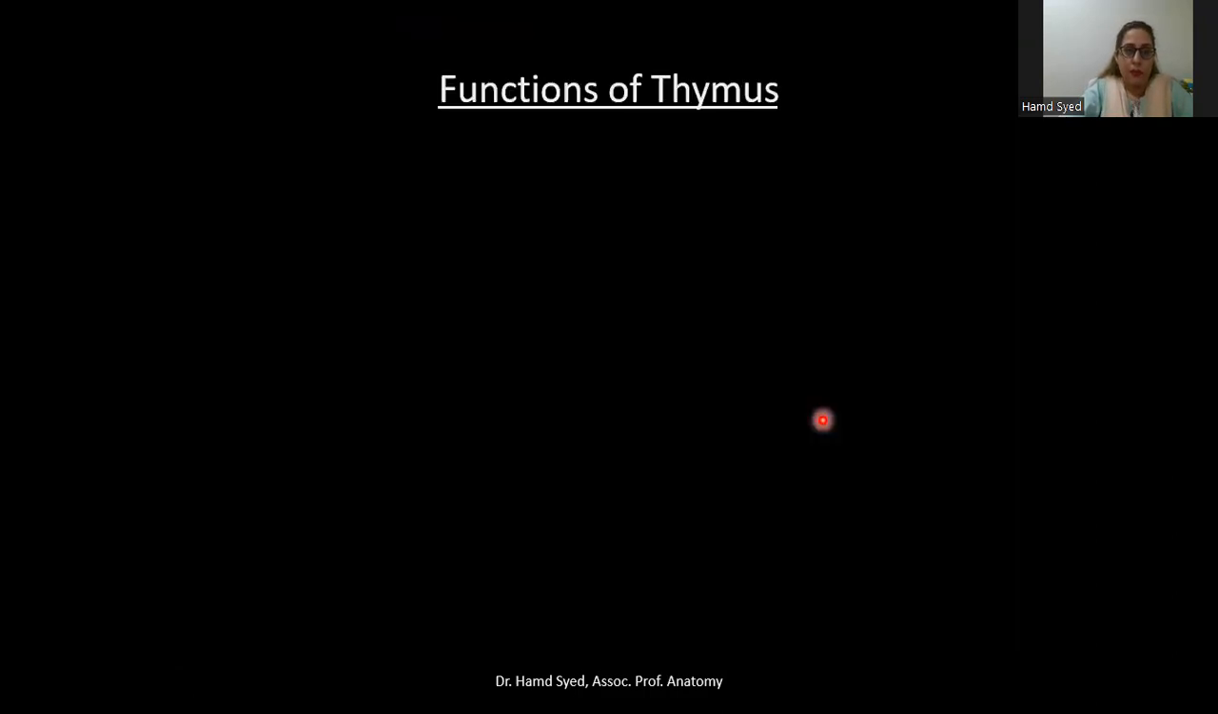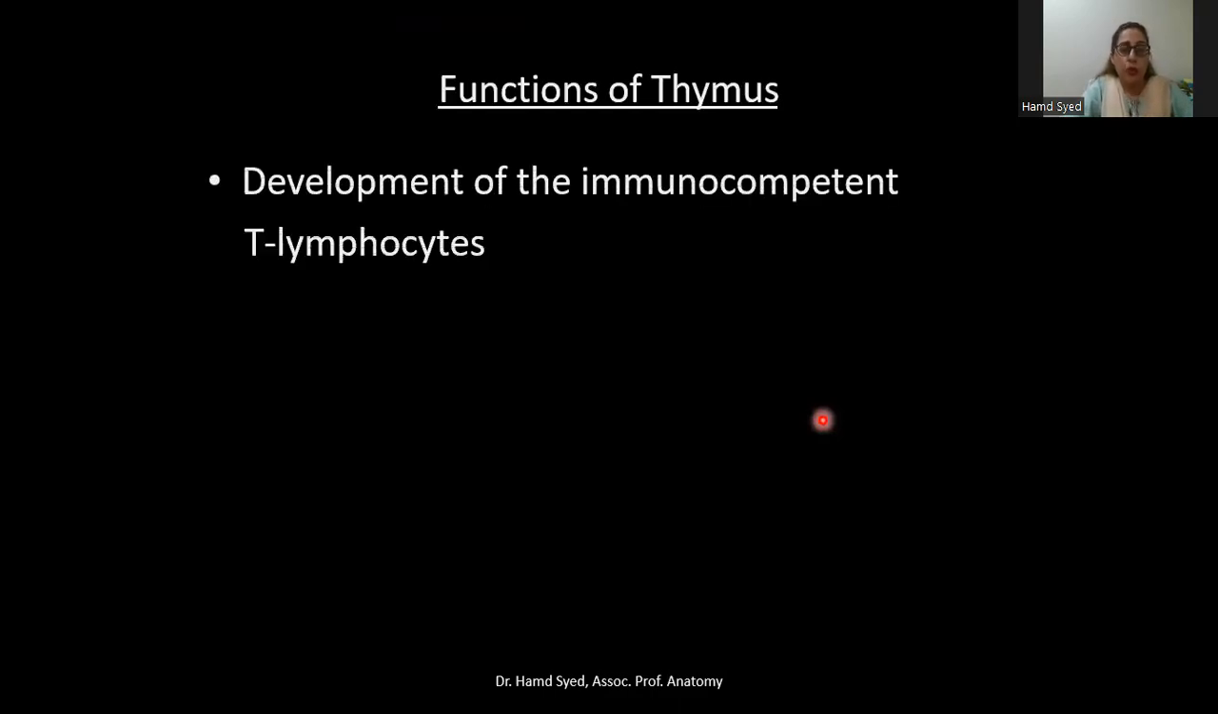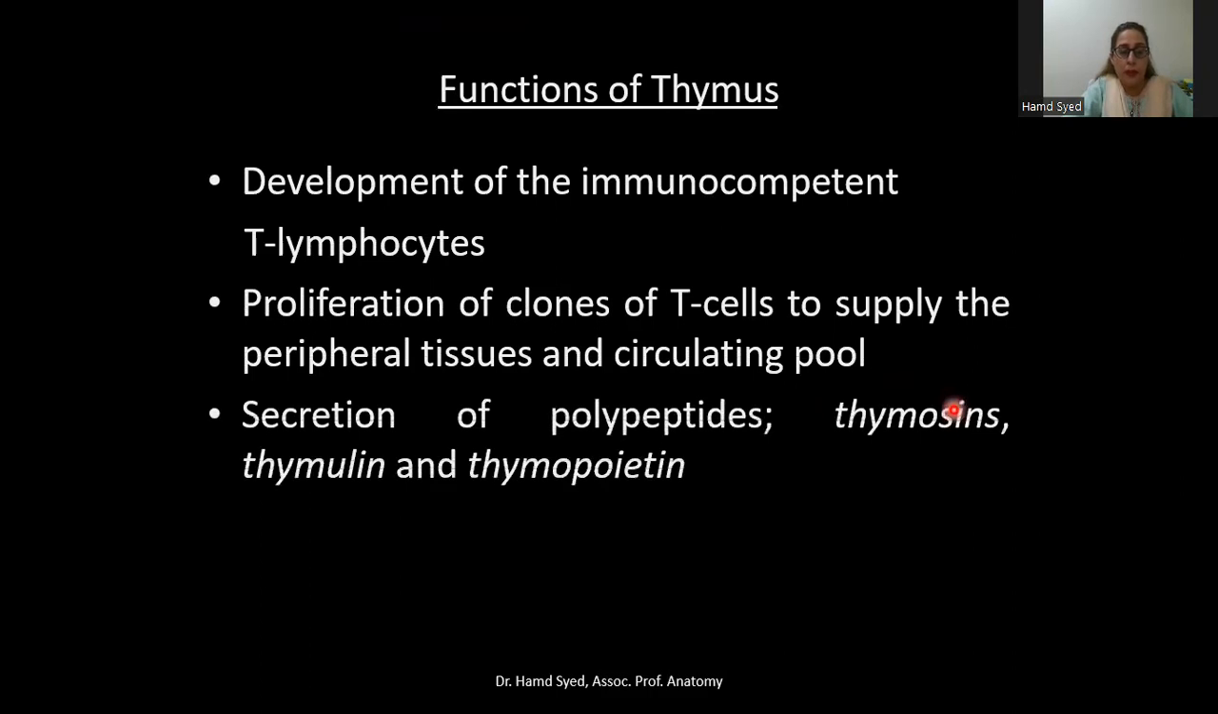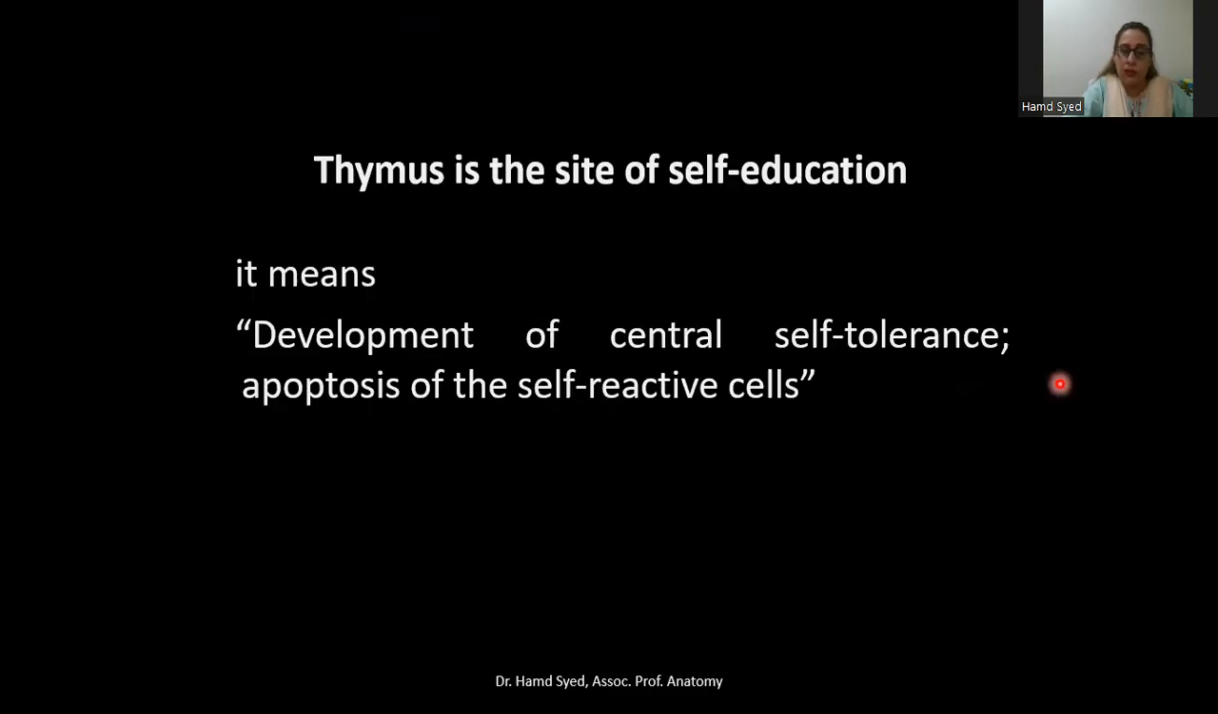Okay, so let's summarize the functions of the thymus. We know it is involved in development of immunocompetent T lymphocytes. Also, proliferation of clones of T cells occurs here to supply the peripheral tissues and circulating pool. It also secretes polypeptides such as thymosins, thymulin, and thymopoietin. This is a very important point that I would like to mention and discuss when we talk briefly about the function of the thymus. The thymus is the site of self-education.